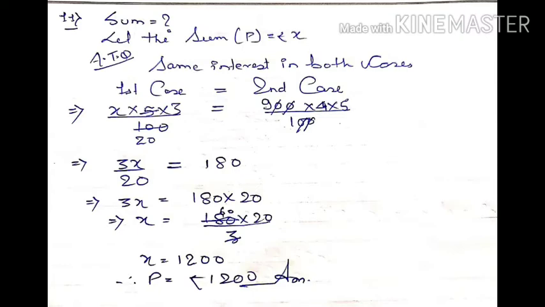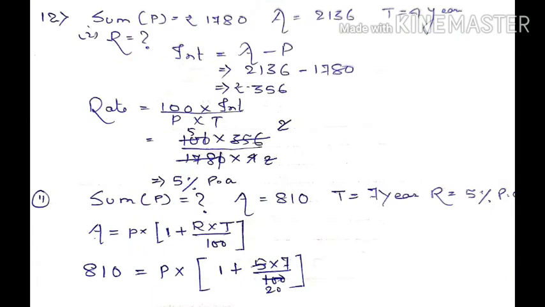Okay, so for the first boy, let the sum principal be rupees x. According to question same interest means interest will be same, p into r into t by 100 is equal to p into r into t by 100 in first case and in second case. So in the place of principal you will write x, then you will cancel it, simplify. What is the value of x? 1200. So for the first boy how much money I have given? 1200. Clear? Okay, question number next 12.